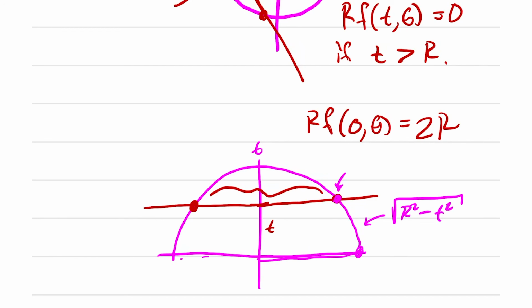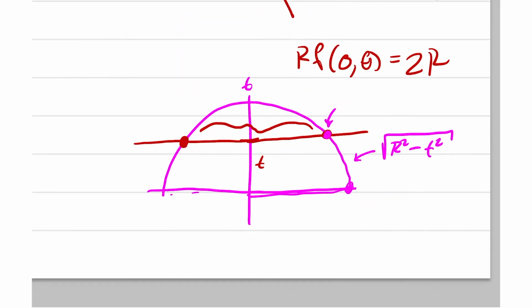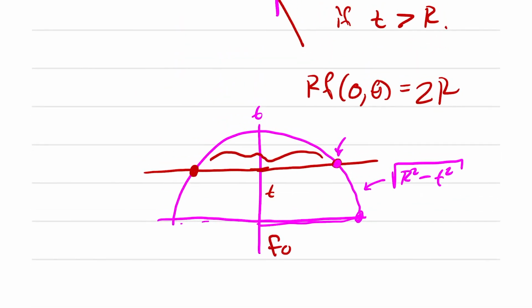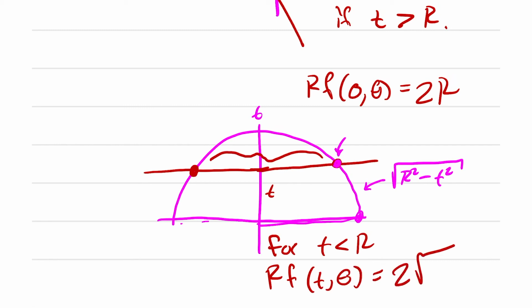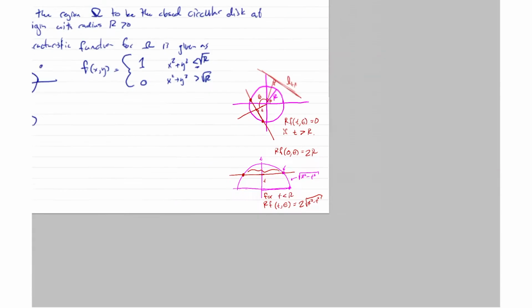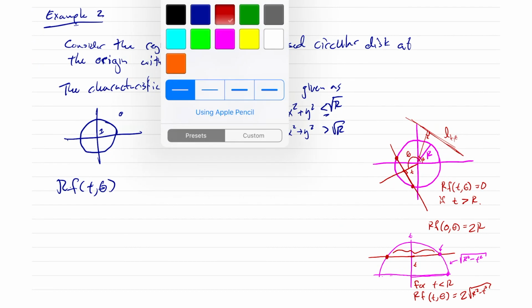So for t less than r, we have r f of t, theta, is equal to twice the square root of r squared minus t squared. Okay, so that's good to write down.